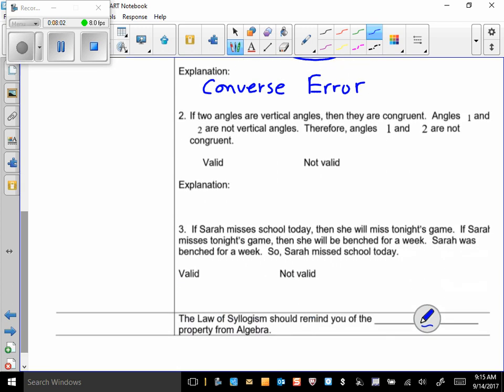Okay, how about the next one? If two angles are vertical angles, then they are congruent. Angles 1 and 2 are not vertical angles. Oh, so what is that saying? That's not P. Therefore, angles 1 and 2 are not congruent, not Q. Well, that sounds reasonable, and while that may be true, it's not a valid argument. And let me tell you why, because that's what's known as an inverse error.